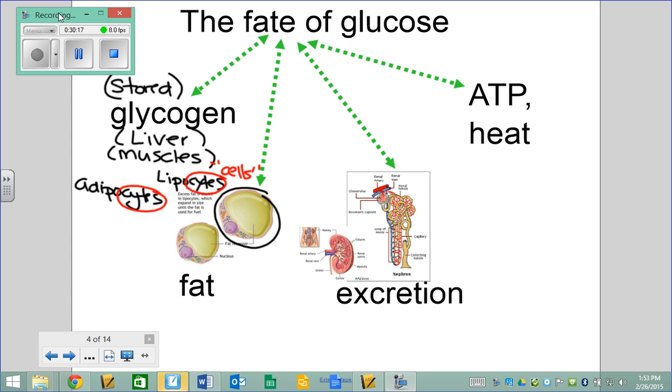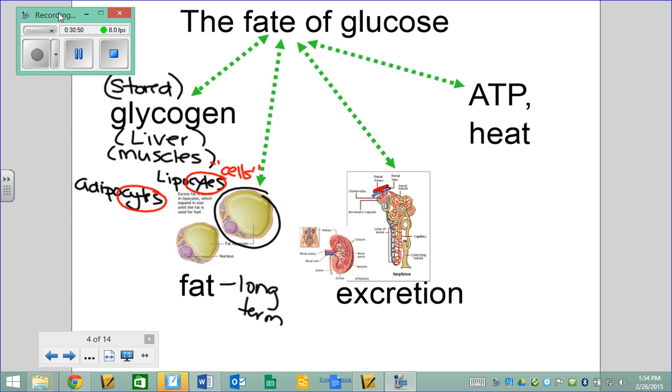Now fat, as opposed to glycogen, is more of a long-term storage option. So if there is more glucose than your body can handle, it will get stored as fat, and it is not as easy to undo this conversion. It's easy for your body to take glycogen, turn it back into glucose, do cell respiration. It's not as easy to do that with a fat cell. That is why it is hard to get rid of fat once it's there.